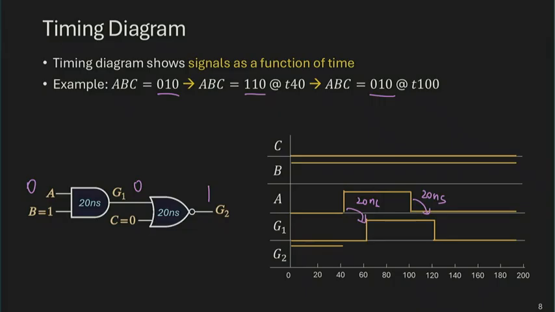Similarly for G2, G2 depends on G1 and C. C never changes. So whenever G1 changes, say G1 goes from 0 to 1, the NOR will evaluate to 0, and that will happen after 20 nanoseconds of delay. I'm going to continue doing this until time 680. So 20 nanoseconds after G1 changes, it gets back to 0. And then when G1 changes from 1 to 0, after 20 nanoseconds, G2 will change from 0 to 1.